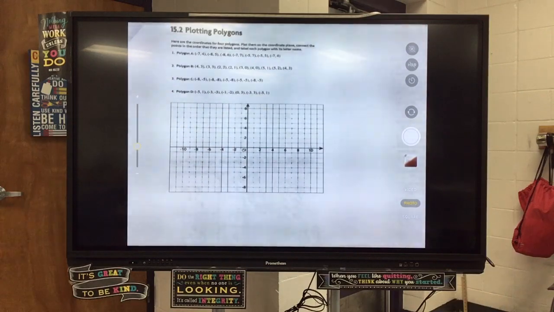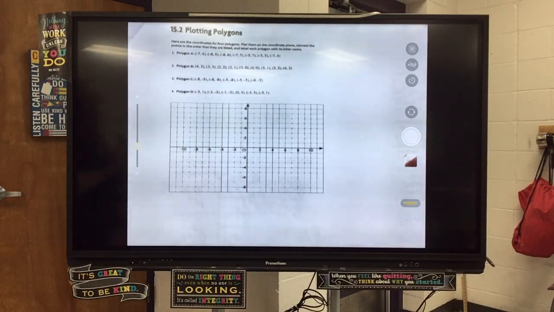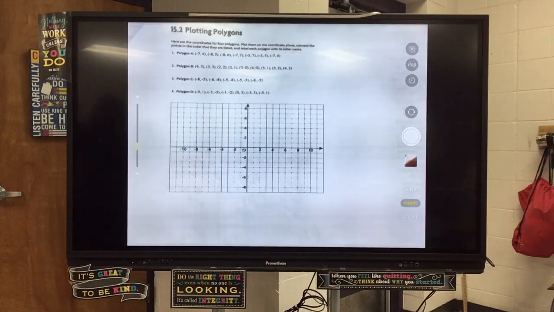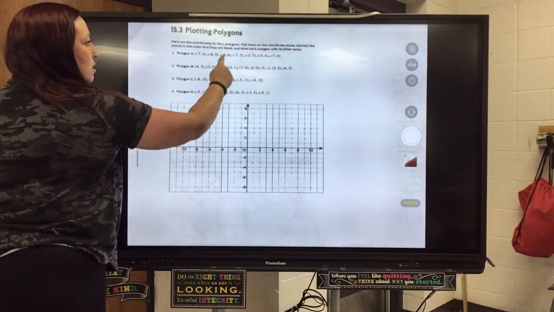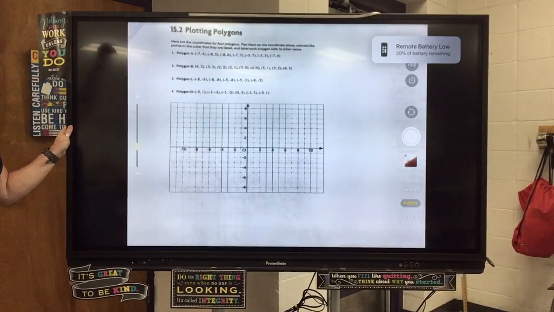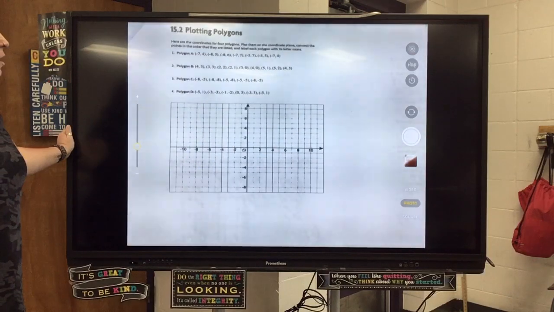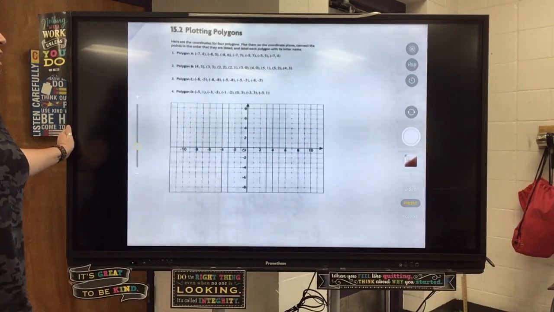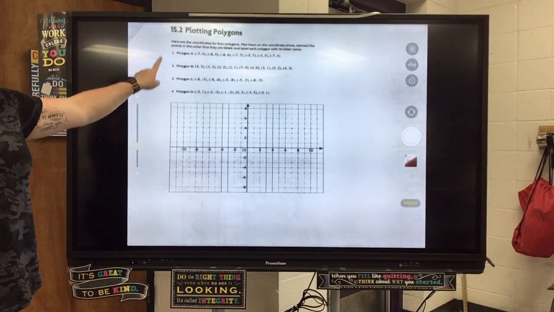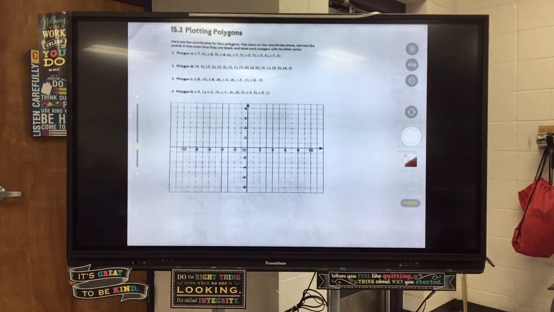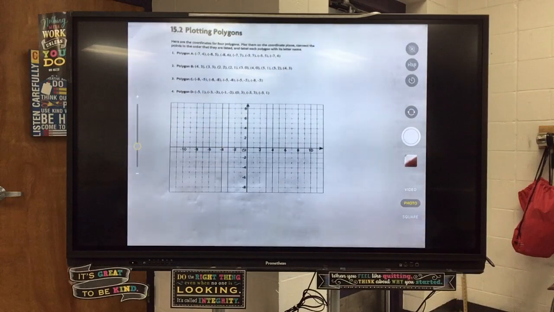All right. So it says here are the coordinates for four polygons. Hopefully, we'll know what a polygon is by the end of this. Plot them on the coordinate plane. Connect the points in the order that they are listed. So do not go from this point to that point to this point to that point. If it's negative 7, 4 to negative 8, 5, you need to go from that point to that point. And label each polygon with its letter name. So this is polygon A, B, C, and D. You are going to be using four different colors, just so that you can tell the difference between them.